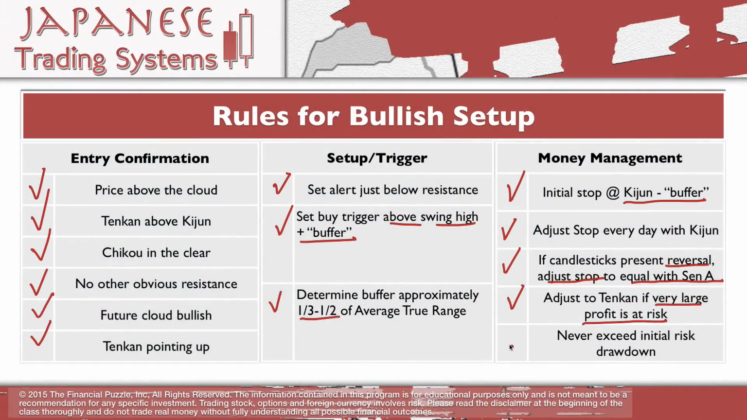And then finally, never, ever, ever exceed the initial drawdown risk. Never exceed the initial risk drawdown. If your initial risk on this trade is 100 pips, or $10 on a stock trade, or whatever you're trading, whatever that initial drawdown is, never exceed that. You're always tightening your stops, and you're never loosening those stops up.